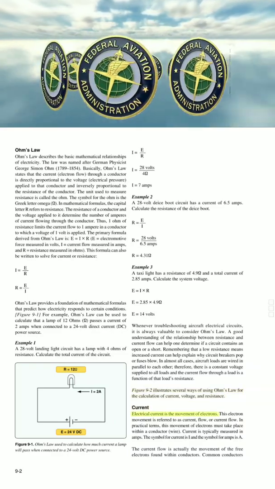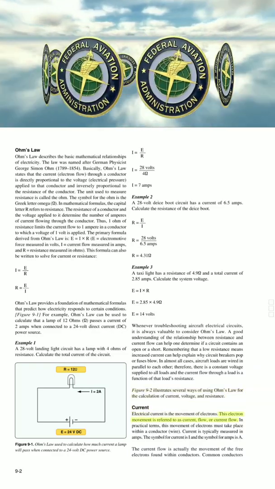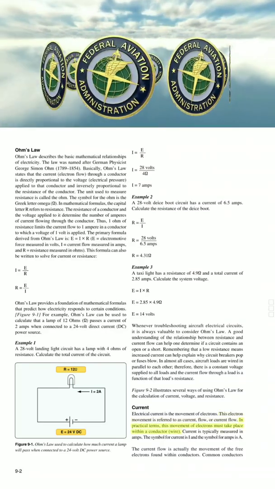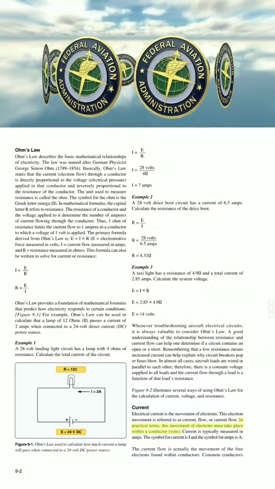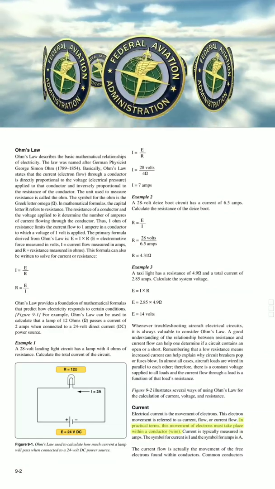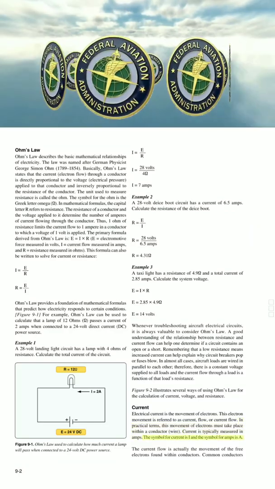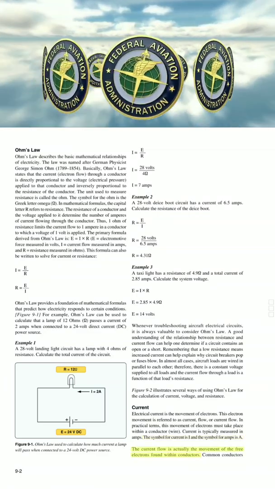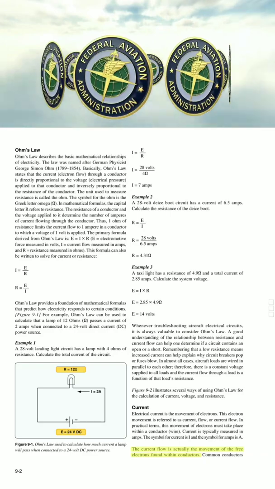Current. Electrical current is the movement of electrons. This electron movement is referred to as current flow. In practical terms, this movement of electrons must take place within a conductor, wire. Current is typically measured in amps. The symbol for current is I, and the symbol for amps is A. The current flow is actually the movement of the free electrons found within conductors.